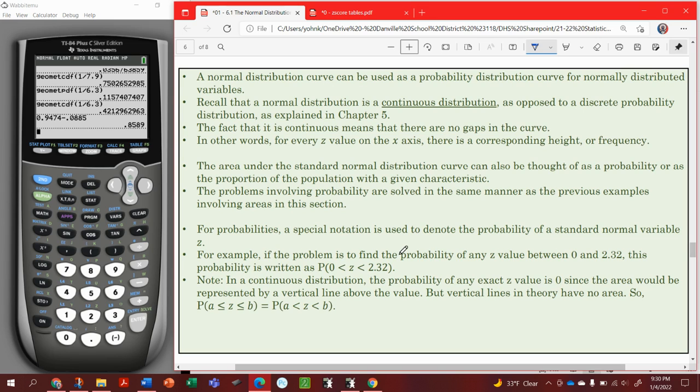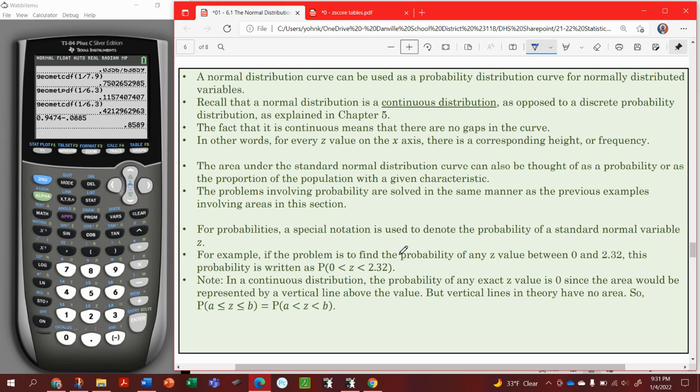That means that the area underneath the distribution curve can be thought of as probability, or the proportion of the population that has a given characteristic. So this is where all the different word problems come in, because we can take a look at the mean and the standard deviation, and that allows us to see where a particular value can fall.